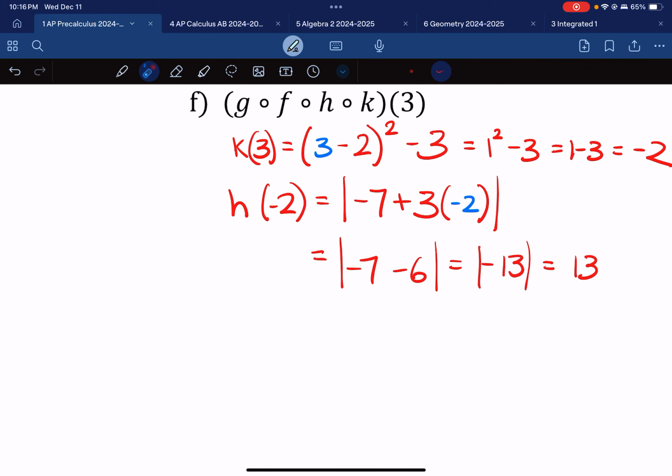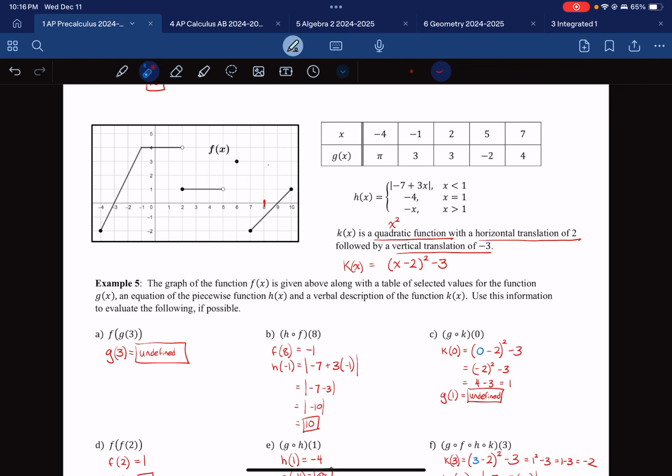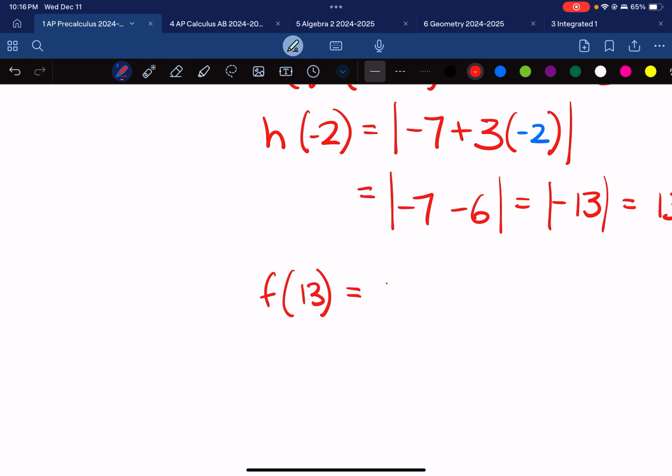So we've done K, we've done H. Now it's time for F. It looks like it's going to evaluate after all. So this is going to be F of 13. F of 13, that's the graph one, right? F of 13, it only goes up to 10. Does it have something over here? We can't assume that. So we have to say undefined here. I knew it was going to be undefined. It was not on the graph, therefore we can't say anything else.